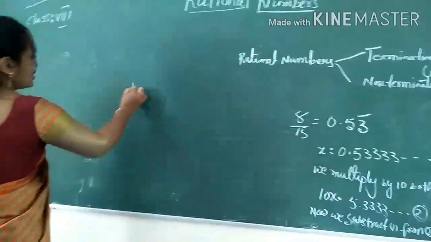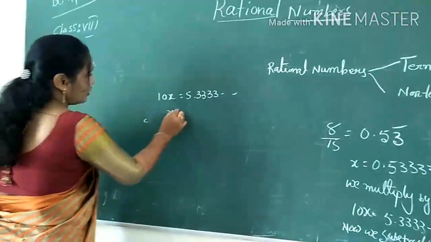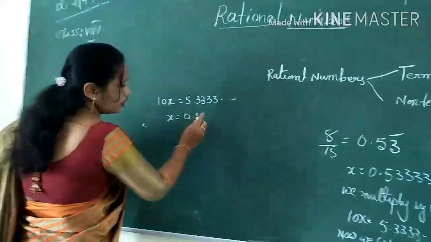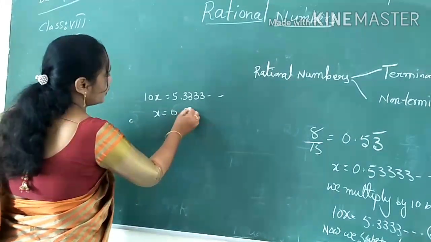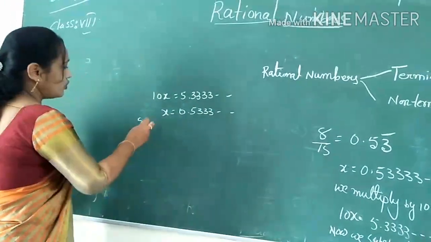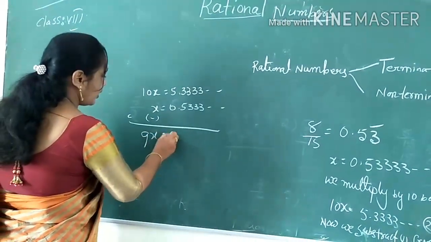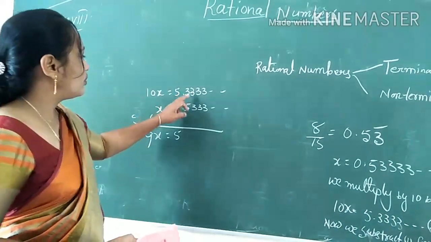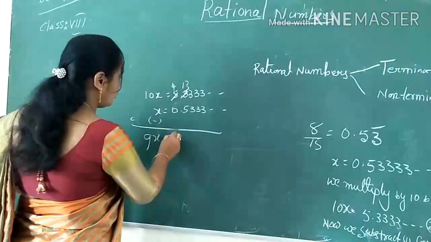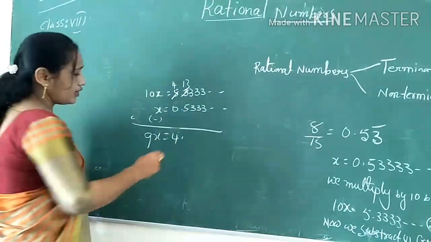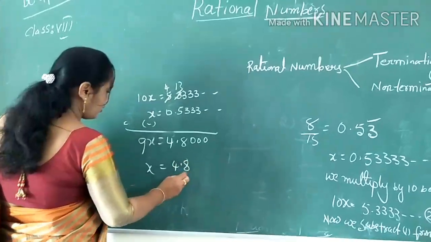What is the second? 10x equals 5.333. Now what is x? x equals 0.5333 and so on. Okay, this is the subtraction. 9x equals 4.8, after the borrowing, and the remaining digits are 0, 0, 0. So now x equals 4.8 by 9.